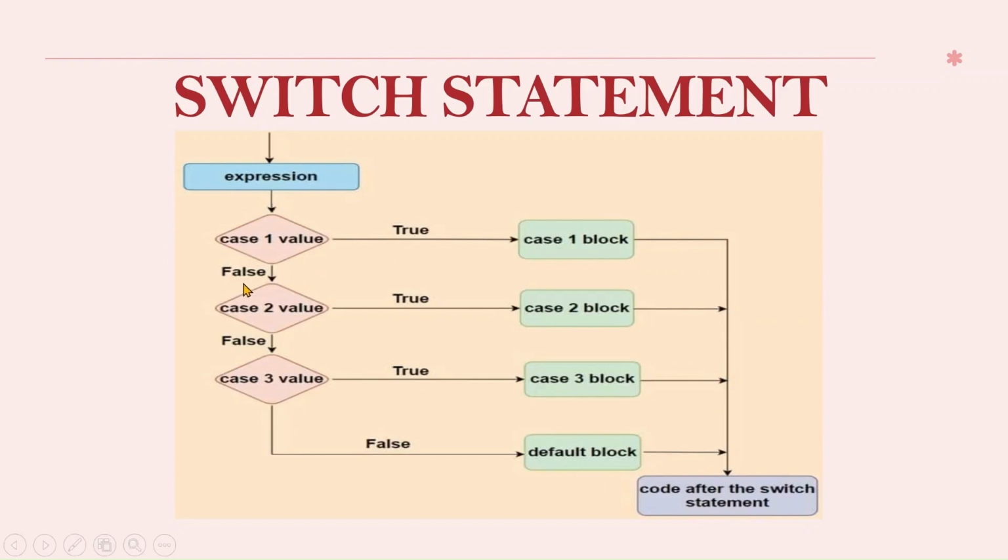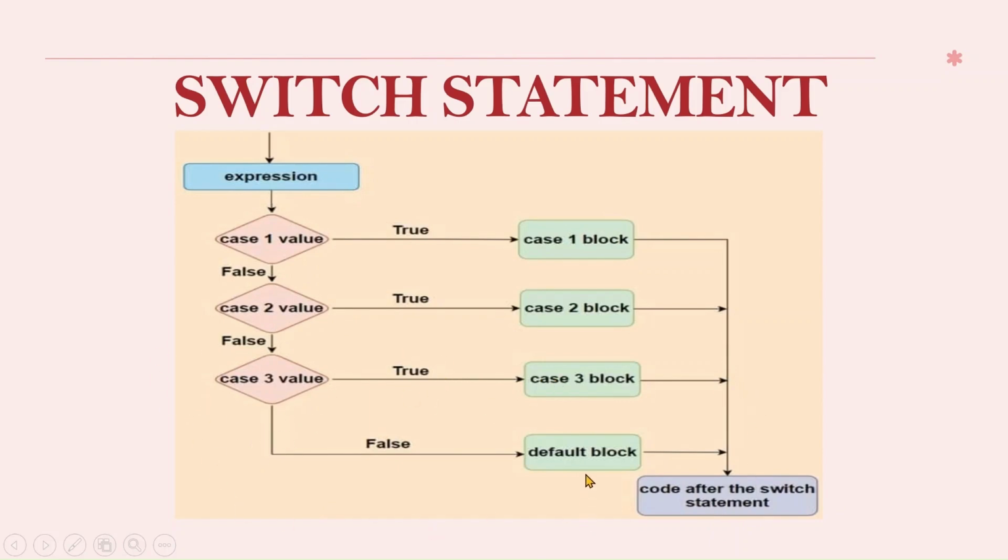If this is false, if the case constant is not matching, that means it is false. Then it goes to case 2. If the expression is matching with case 2, that means it is true. Then the case 2 block gets executed. And finally, after the switch case, these lines are executed. Code after the switch statement. If suppose this has also been false, then case 3, and if it's true, then the case 3 block gets executed.